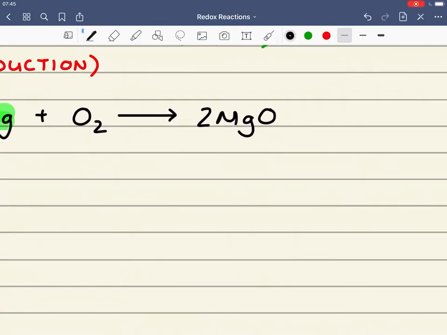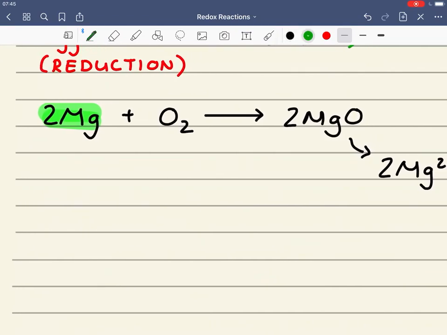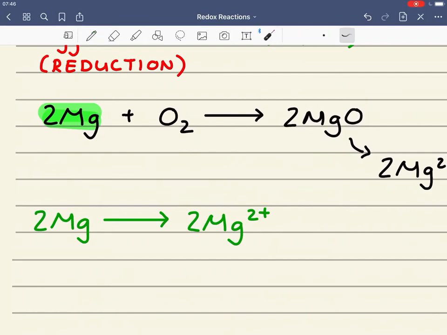Now, this magnesium oxide is an ionic compound. So this 2MgO is really 2 magnesium ions and 2 oxide ions. So when we look at what's happening in terms of the magnesium, these 2 magnesium atoms are forming magnesium ions. And in the process, each of these 2 magnesium atoms here are losing 2 electrons to form these magnesium ions. So this is balanced by 4 electrons.